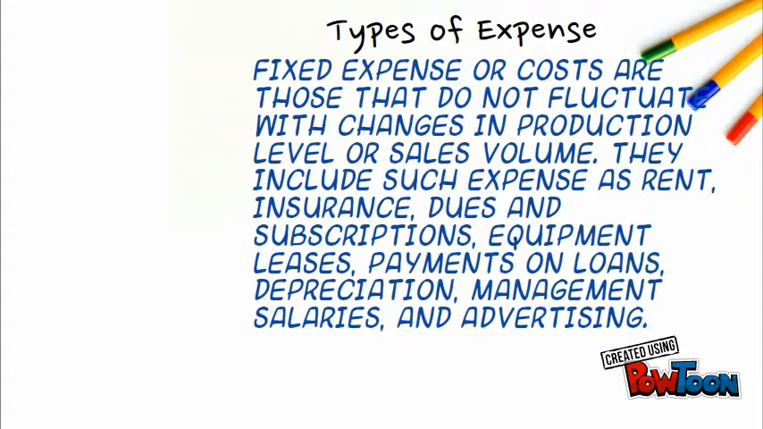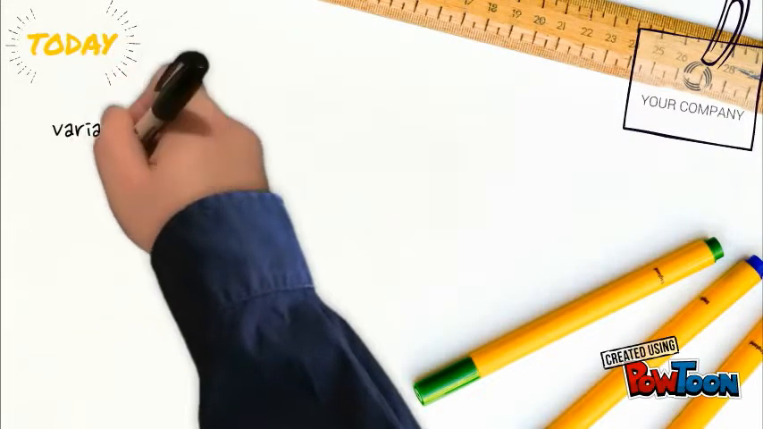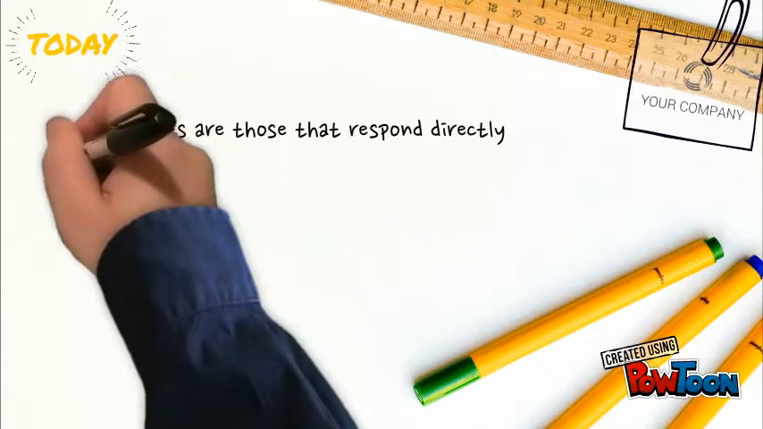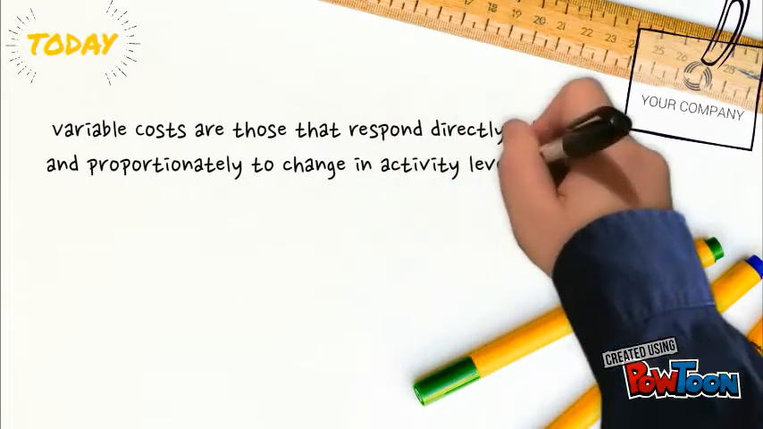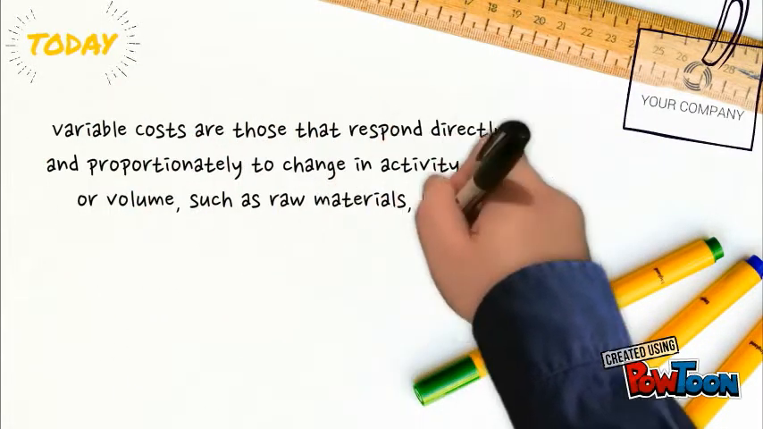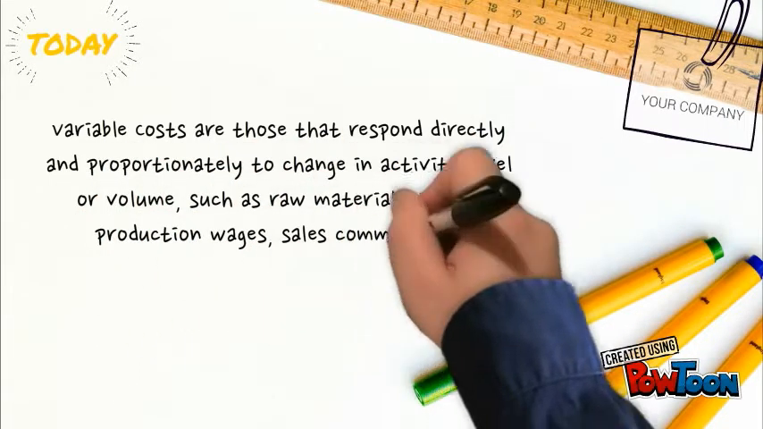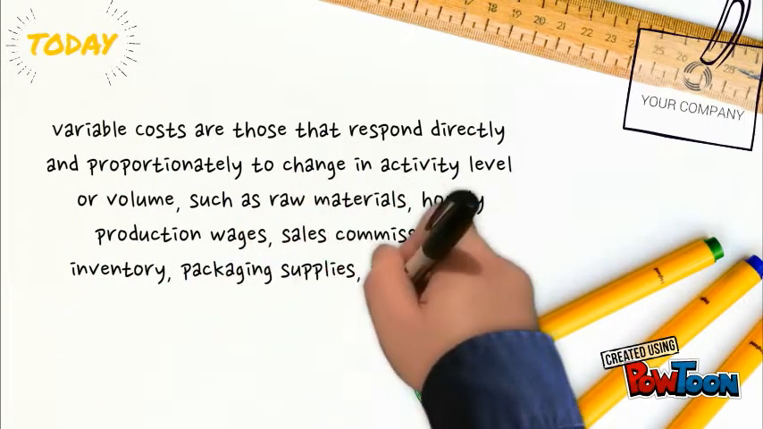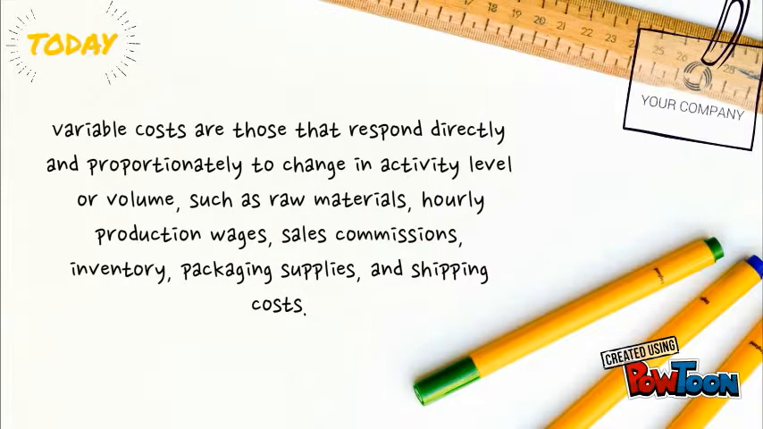Types of expense. Fixed expenses or costs are those that do not fluctuate with changes in production level or sales volume. They include such expenses as rent, insurance, dues and subscriptions, equipment leases, payments on loans, depreciation, management salary, and advertising. Variable costs are those that respond directly and proportionately to change in activity level or volume, such as raw materials, hourly production wages, sales commissions, inventory, packaging supplies, and shipping costs.